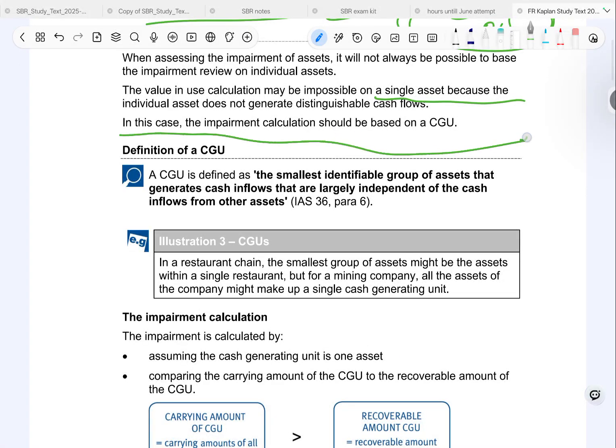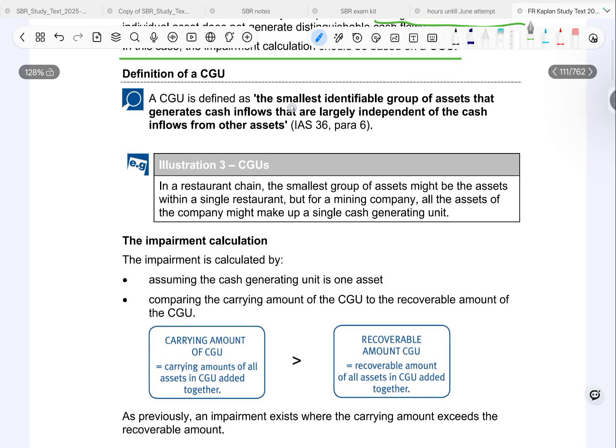So there is no major difference over here. It's just that these small assets make one unit which is capable of producing or doing something. So that's why we call them CGU. A CGU is defined as the smallest identifiable group of assets that generates cash flow that are largely independent of the cash inflows from other assets.